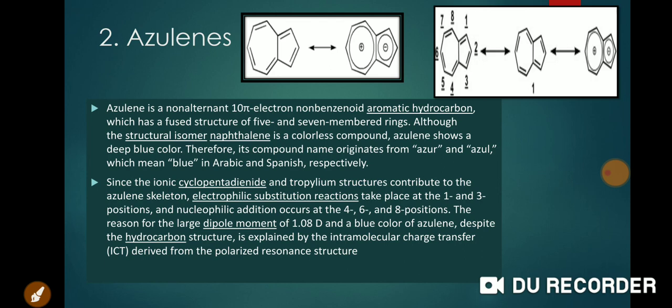Therefore, the azulene systems are aromatic in nature. They are planar, cyclic, conjugated systems following Huckel's rule of aromaticity, so they are aromatic in nature.